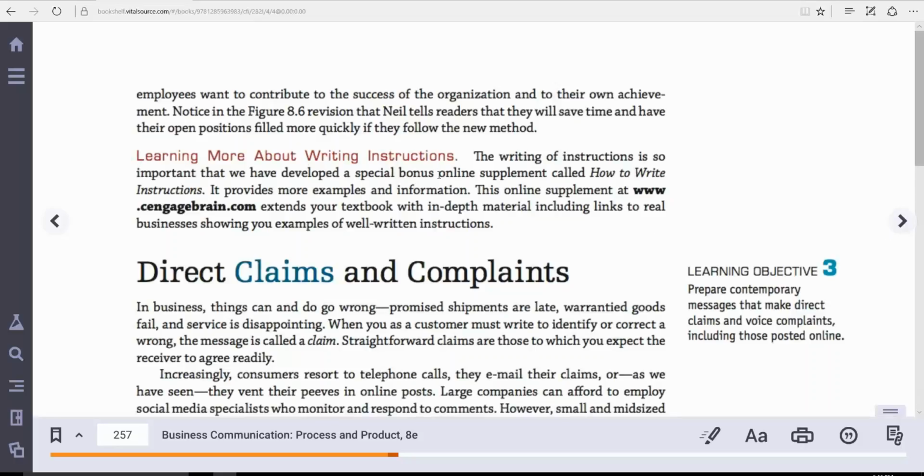Learning more about writing instructions. It's so important we've developed a special bonus online supplement called How to Write Instructions. It provides more examples and information. And here's the address of it. It extends your textbook with in-depth material.